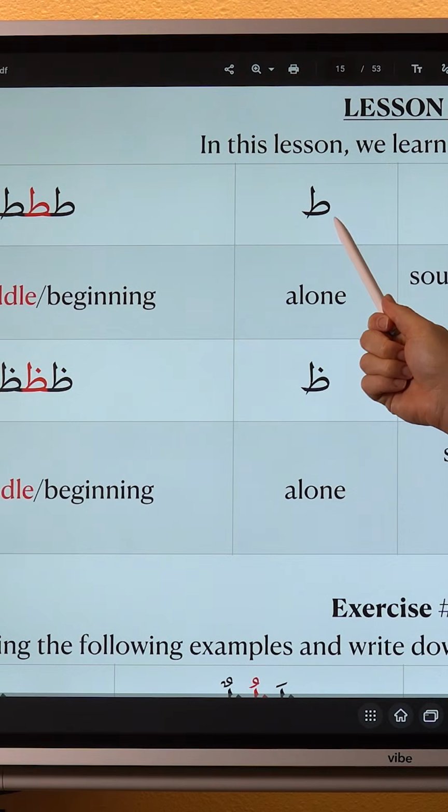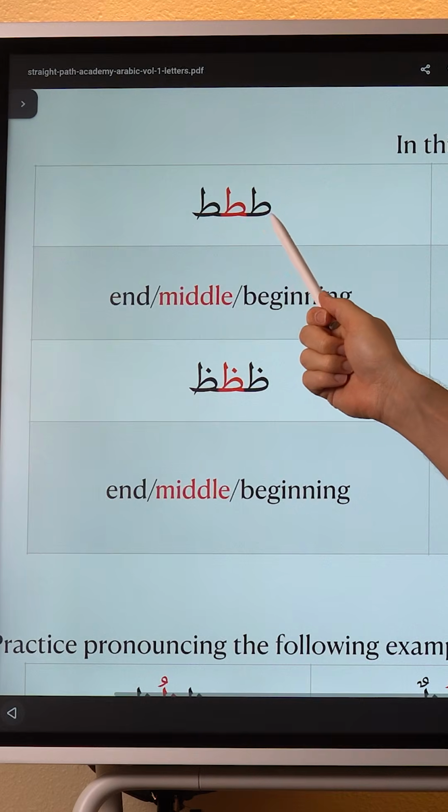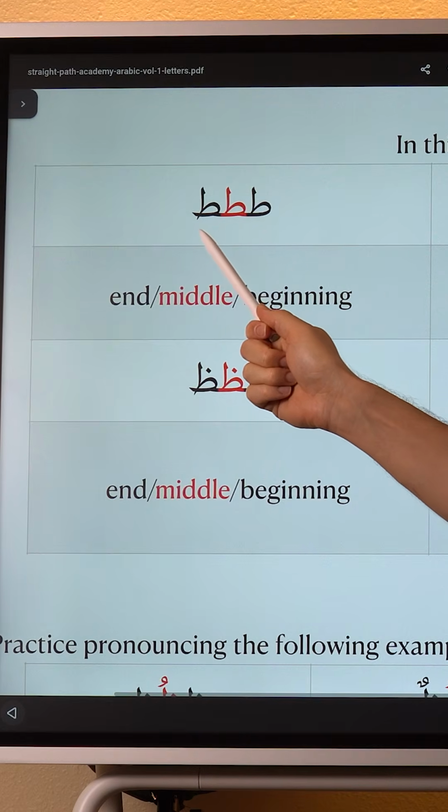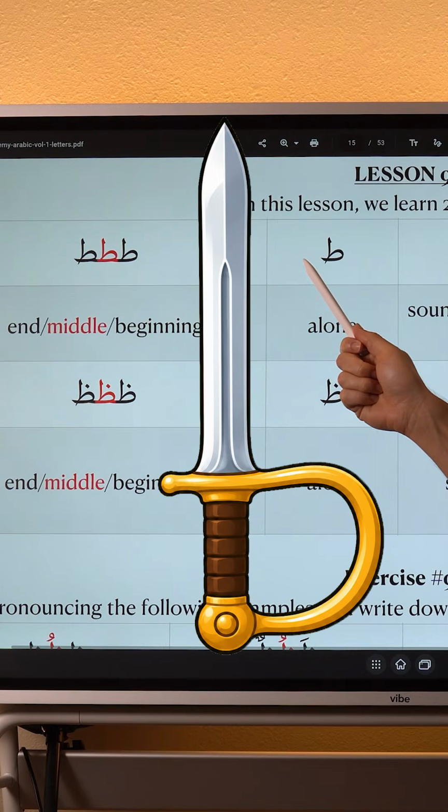So this is how the letter Ta looks alone, and this is how it looks in the beginning, middle, and end of a connection. And we can compare the way that it looks to a sword.